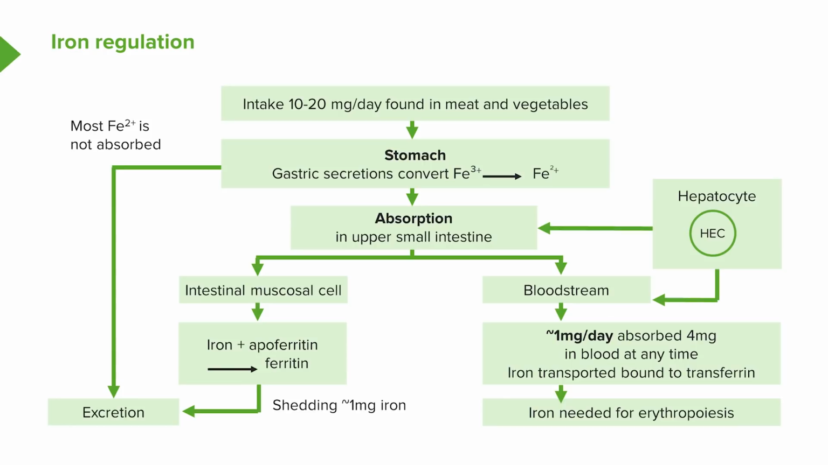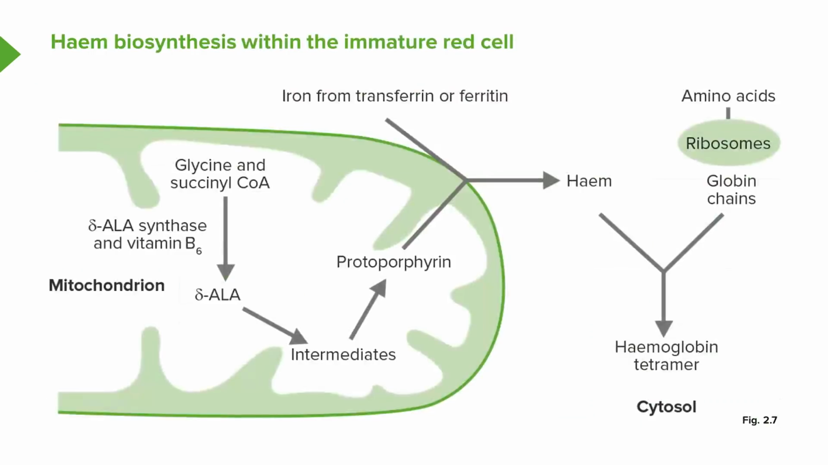Whereas around 1 milligram goes into the bloodstream, and there is absorbed and is used in erythropoiesis. So what's this iron used for? It's used largely for making hemoglobin. Let's just look at how our cells make hemoglobin.